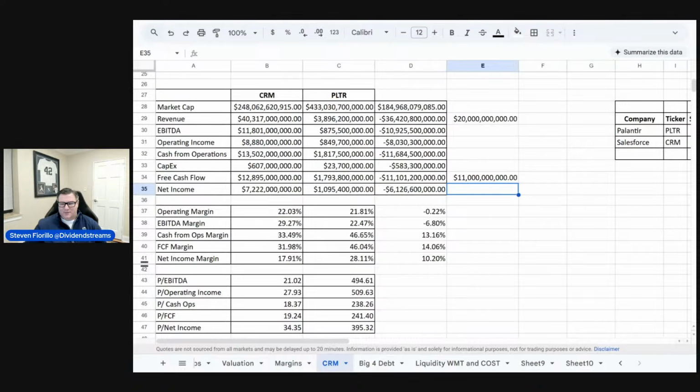But look, that's my analysis on Palantir. I think it's a phenomenal company, and I do think eventually they will be a $1 trillion market cap. The reality is, I don't know when that's going to happen.